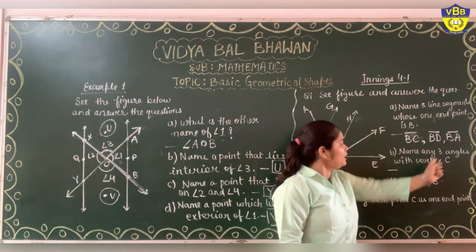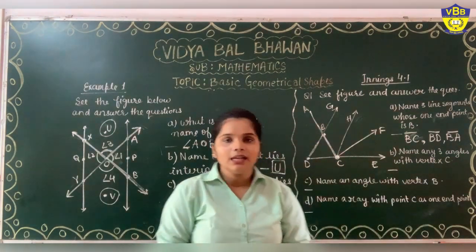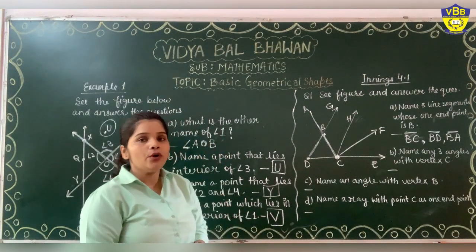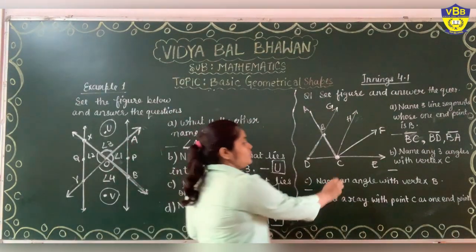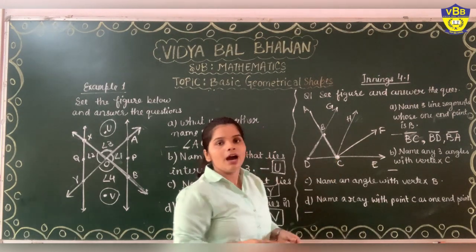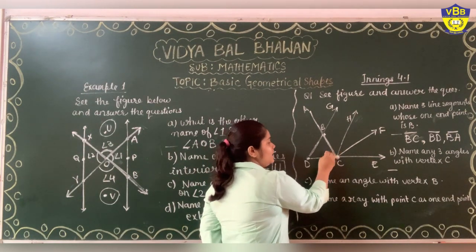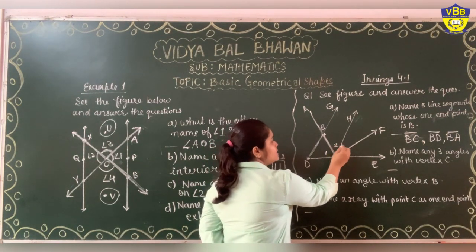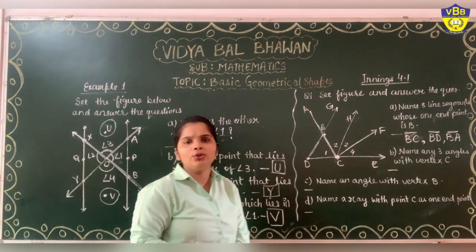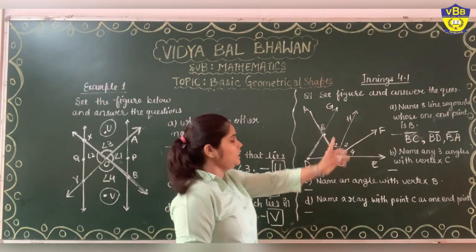Next, name 3 angles with vertex C. 3 angles having vertex C. That means the common point C. So here it is, C is here. C is forming how many angles you can see? With this vertex C, here we are having one angle, second, third, fourth. You only have to tell 3 angles. So you can write any of the names.